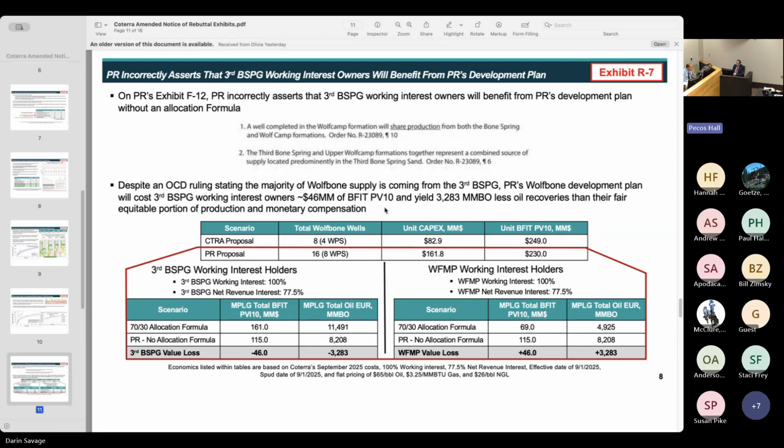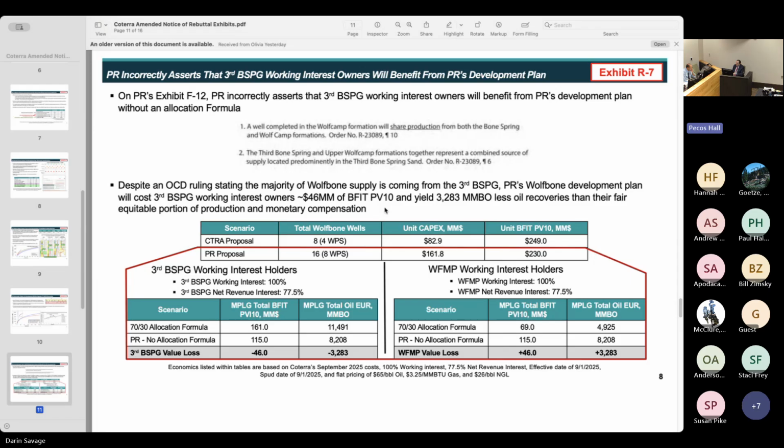If there is no allocation formula, or effectively, if we simply let surface acres dictate this, then the Third Bone Spring working interest holders would only receive half of PR's plan, which would be $115 million of BFIT PV10. So to state this plainly, Third Bone Spring working interest holders comparing these two approaches would lose $46 million. And in total oil space, they would lose 3.3 million barrels. That's significant. If we compare that to the Wolfcamp working interest holders, we're observing 100% working interest holder in the Wolfcamp and the same net revenue interest.